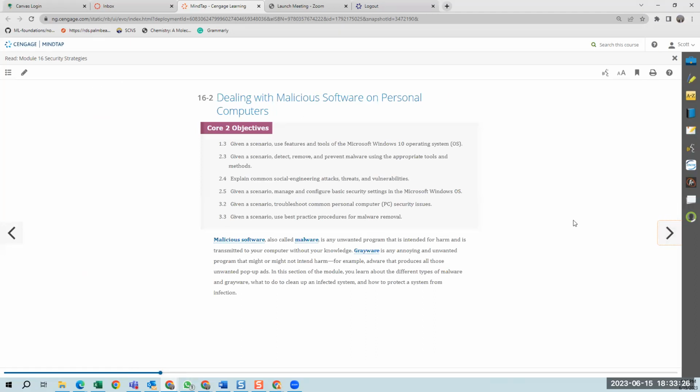So they talk about malware, and malware stands for malicious software. So it's software that has some kind of malicious intent. Intent is what they want it to do. And there's a variety of different things that it could do, and how it ends up getting on your system.